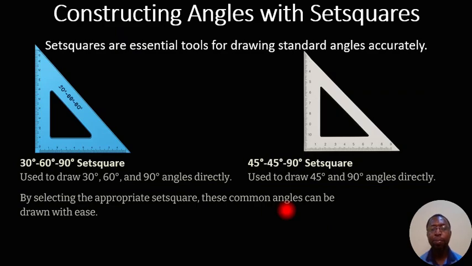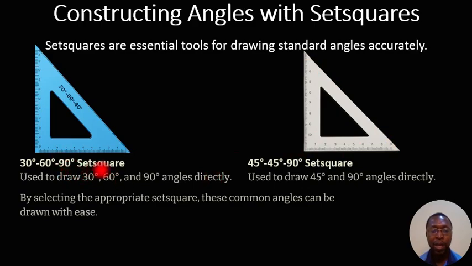Alright, so for the set square, we have two types of set square. Number one is the 30, 60, 90 degrees set square. What this simply means is that it has angle 90 here, then it has angle 60 degrees at the other angle here, and angle 30 here. That's why it is known as 30, 60, 90 degrees set square. The other type is known as the 45 degree, 90 degree set square, because here it has angle 90 and the other two angles are 45 and 45 degrees respectively.